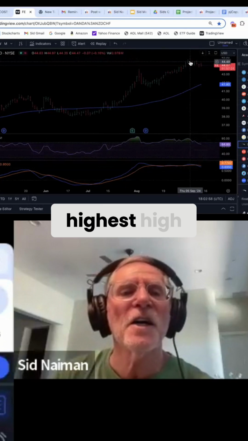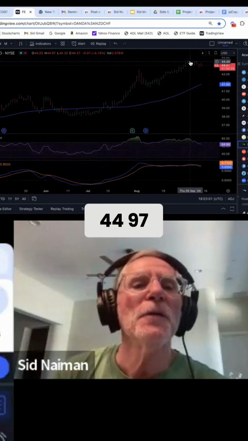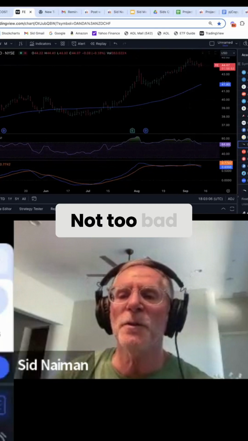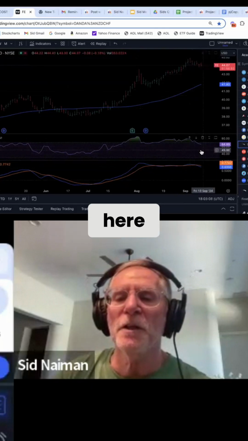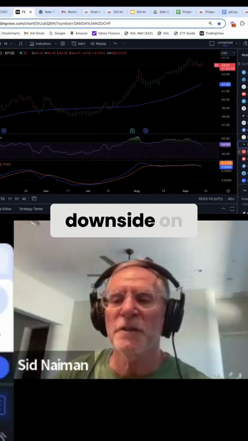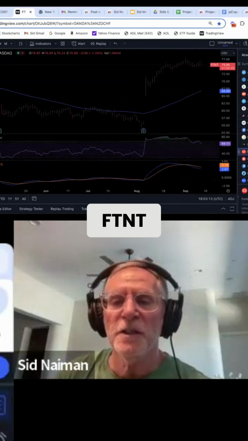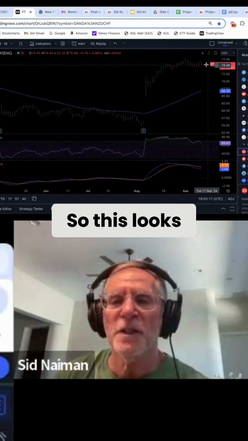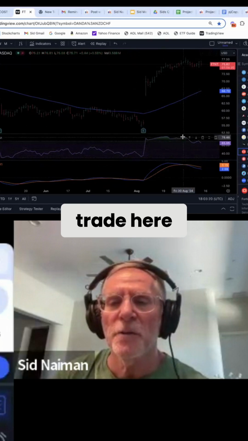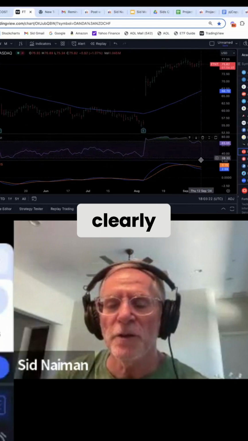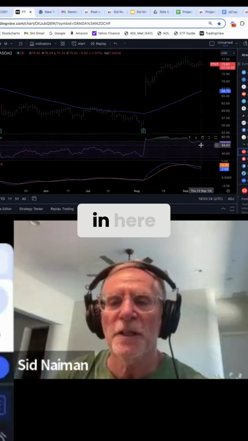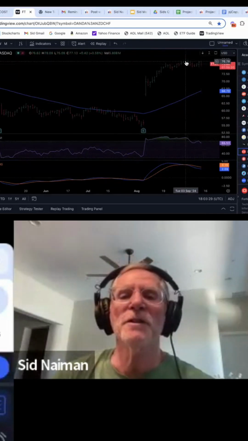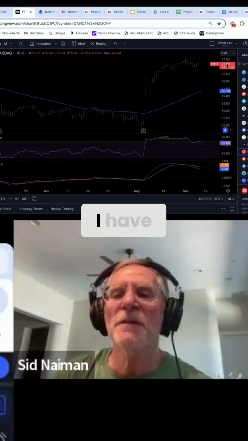You look at the highest high, 44.97. So you'd round it up to 45 would be your stop loss. Not too bad because you're at 44 here. Looks like it could have a nice move to the downside on FE. FTNT, RSI down, MACD cross pointing down. So this looks like also an interesting trade here. We had the little wiggle here, but now we're clearly pointing down. So if you got in here, you'd have to manage it pretty tightly with your stop loss. High of 78.08, so 79, and you're at 75 here.